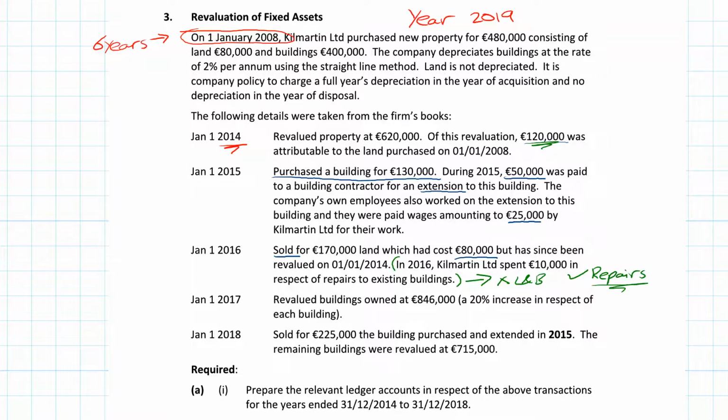So in 2017, we revalued buildings owned at 846. So we're revaluing all the buildings we have to 846. And it's a 20% increase of everything.